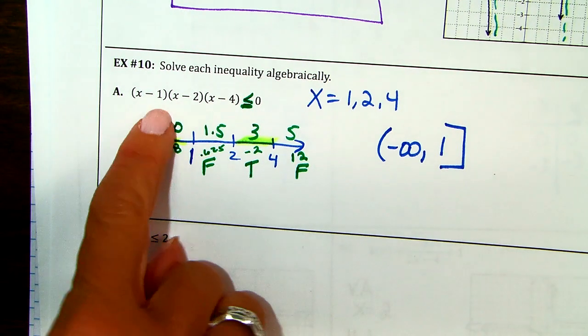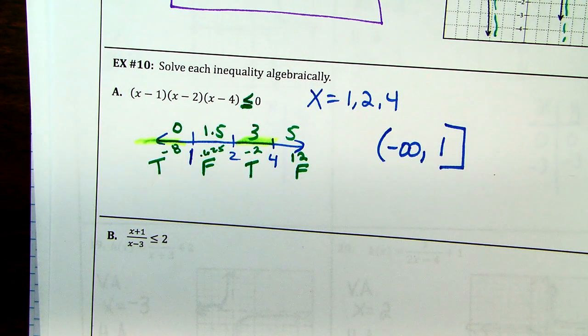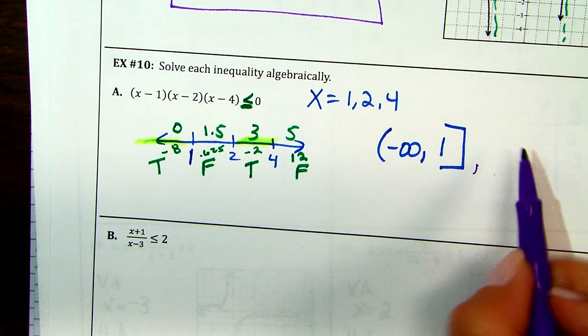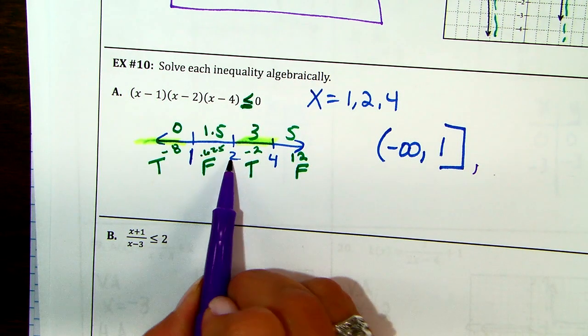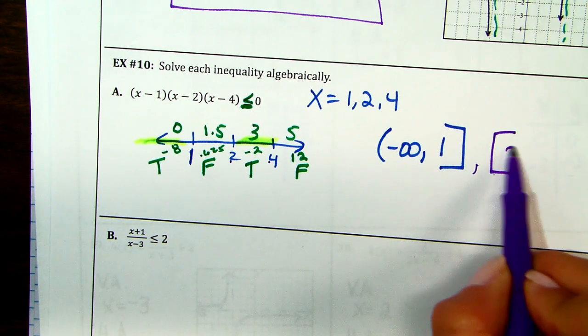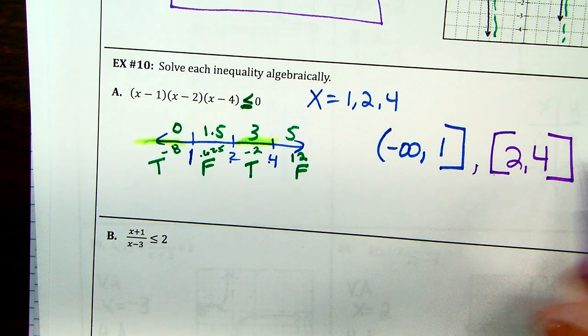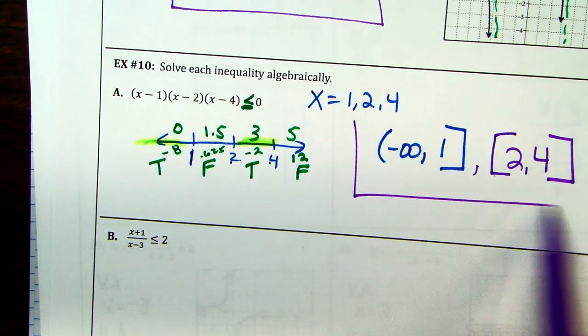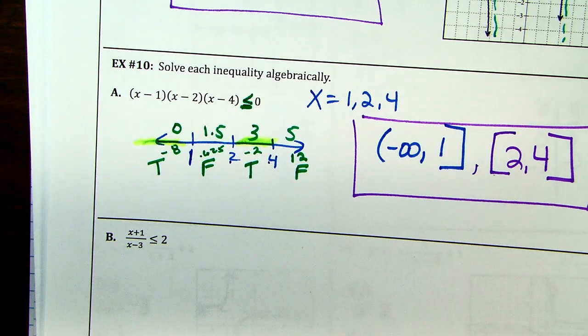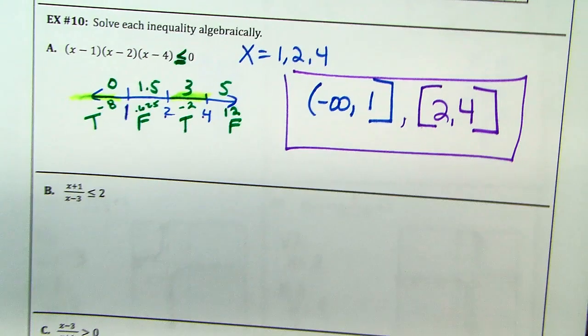So these are x-intercepts. 1, we touch the graph at 1, we touch the graph at 2, we touch the graph at 4. And then we also have from 2 to 4. Also, brackets. Okay? So that is where our graph would be below the x-axis, less than or equal to 0.